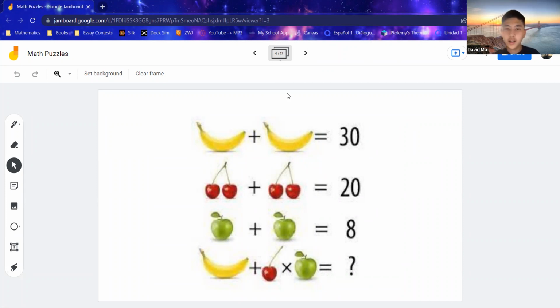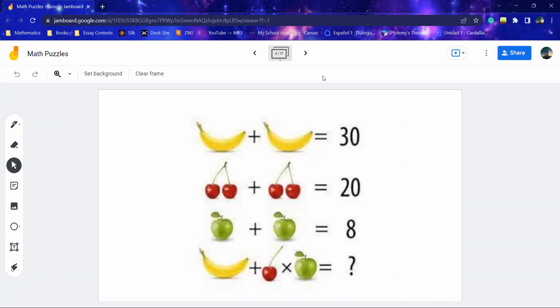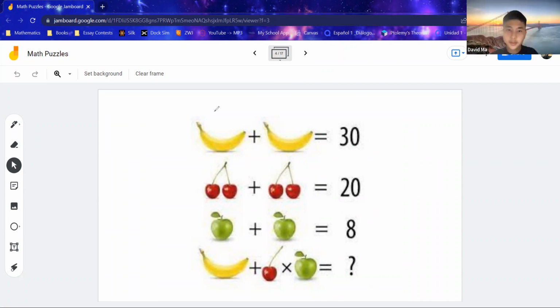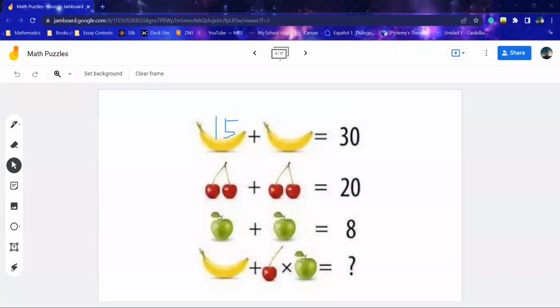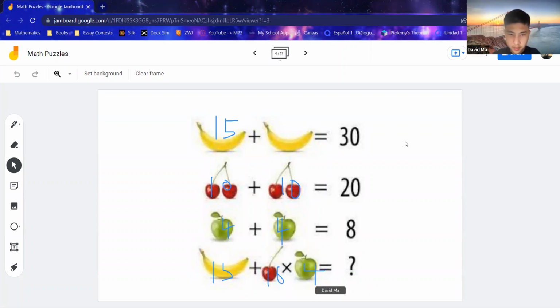So Joyce, how are you gonna solve this question? So 30 divided by 2 is 15. So the banana is 15. Correct. And then the cherry is 10 because 20 divided by 2 is 10. The apple is 4. So it's 15 times 10 times 4. It's actually a plus sign here. Plus 10 times 4.